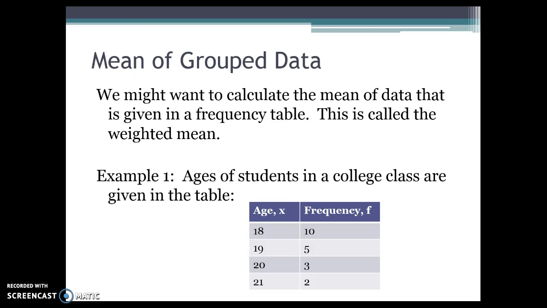And to find the mean here, we need to use the weighted mean. The reason we can't use the regular mean like what we've seen, where we would just do 18 plus 19 plus 20 plus 21, is that these don't all count equally. We've got more 18-year-olds than 21-year-olds, and we need for the mean to take that into account.